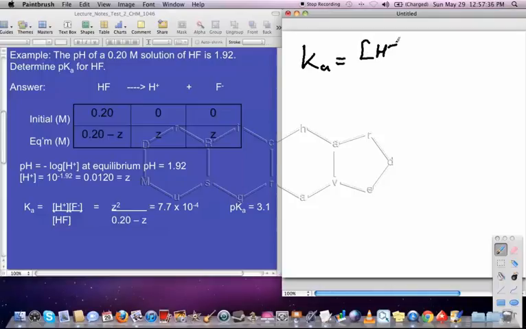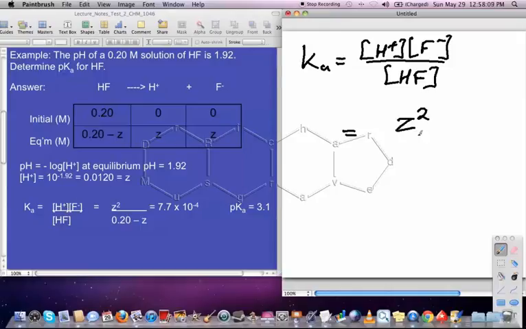Now Ka is equal to the concentration of H plus times the concentration of F minus over the concentration of HF. We get that from our initial equation. If you had included water in your initial equation, you wouldn't include water here in your Ka expression. But it's always products over reactants. It's the same kind of K expression as we've been dealing with in the past. Now we know that this is equal to Z and that's equal to Z. So that's going to be Z squared over the concentration of HF, which is 0.20 minus Z.